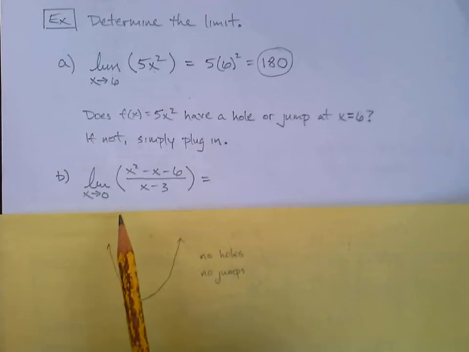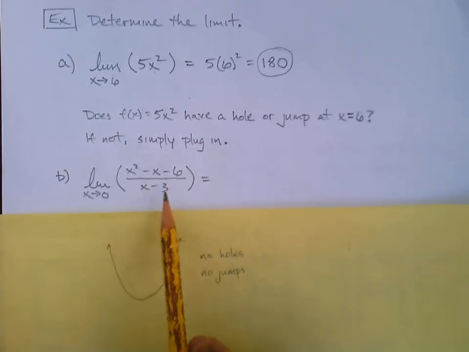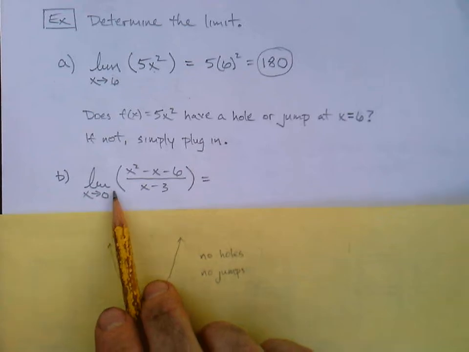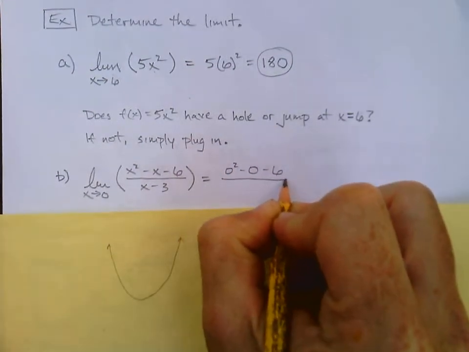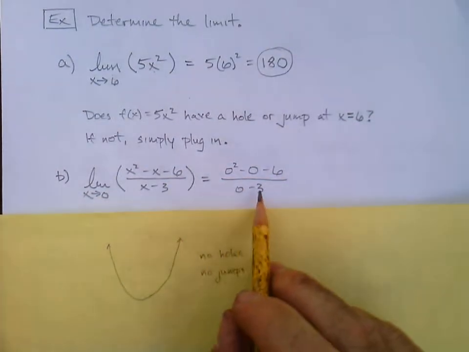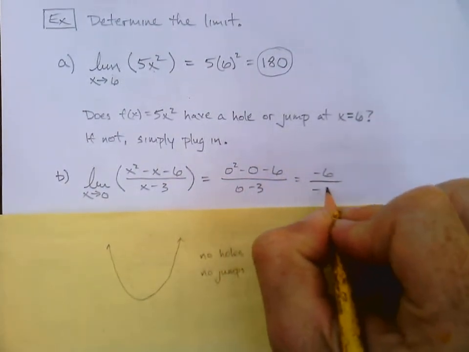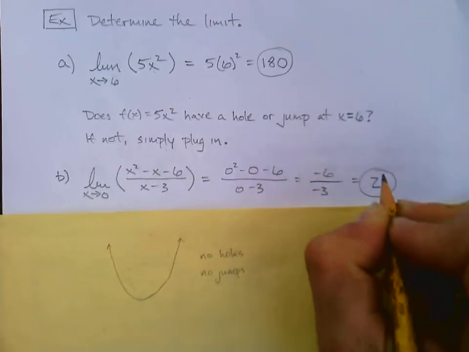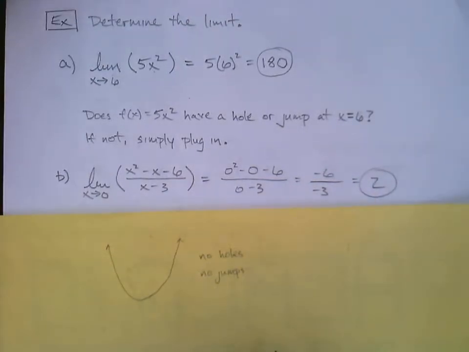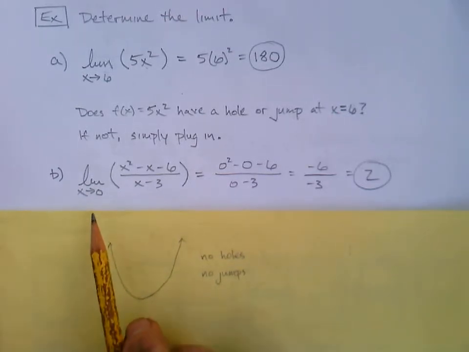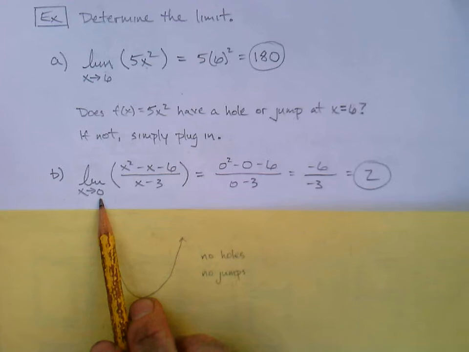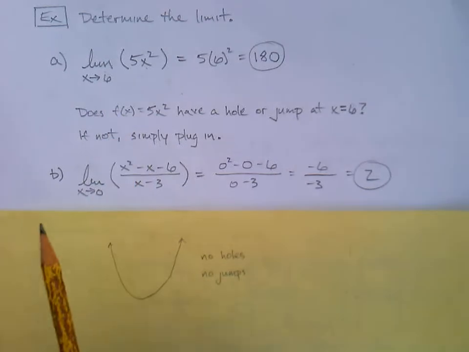We can find out pretty quickly if there's an issue if we just plug in 0. So if I plug the 0 in, 0 squared minus 0 minus 6 over 0 minus 3, isn't that just going to be negative 6 over negative 3? I do get a number, and that's going to be my answer. So it turns out there is going to be a problem, but that problem is not at 0. So if I'm talking about the limit as x approaches 0, I can do it the same way as the last problem. I can just plug it in, get an answer, and I'm set.